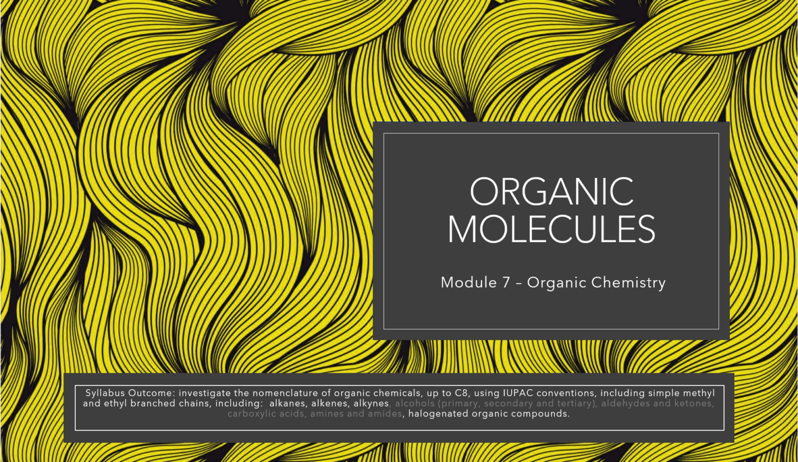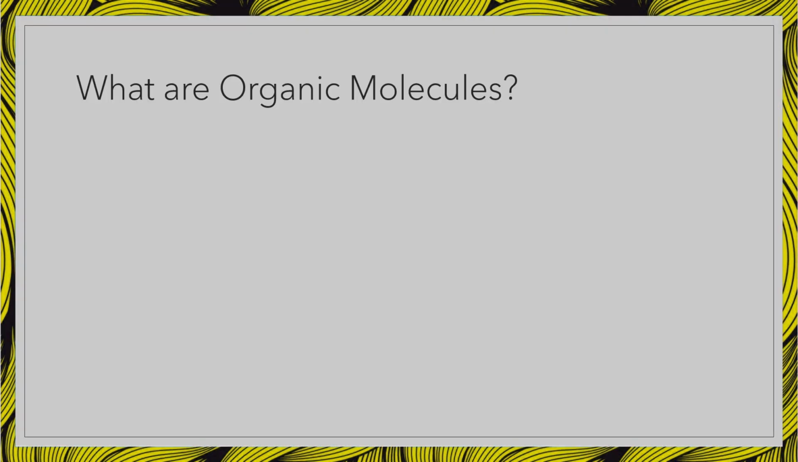Now, syllabus outcome is investigate the nomenclature of organic chemicals up to C8 using IUPAC conventions, including simple methyl and ethyl branch chains, including alkanes, alkenes, alkynes, and halogenated organic compounds. All the other stuff I'm going to do in a separate video, okay, but we're going to concentrate on those things first. Now, there's lots of basic stuff that we have to get through before we can start doing all this naming. Firstly, what are organic molecules?